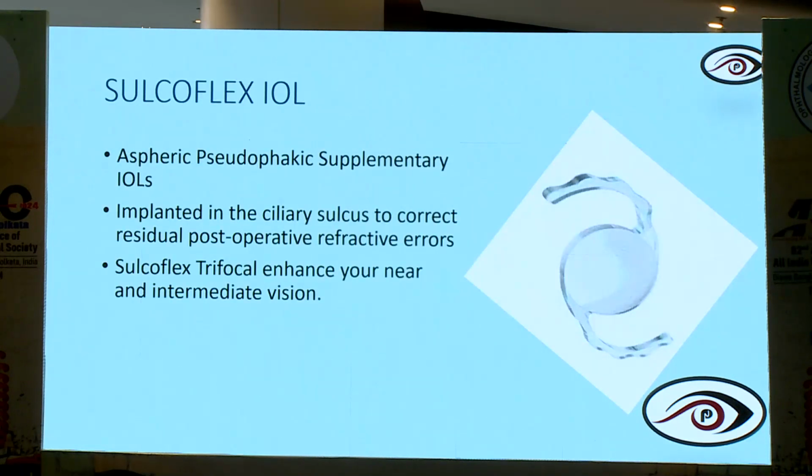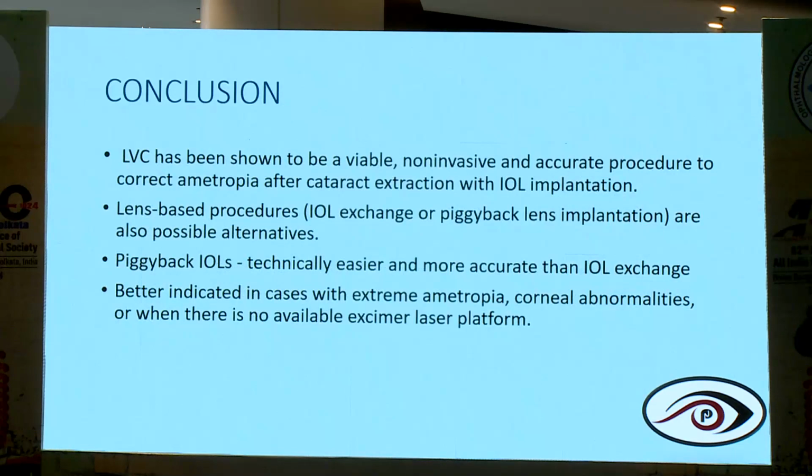Coming to the Sulcoflex lens, which has become more and more popular, it is an aspheric pseudophakic supplementary intraocular lens. We put it in the sulcus, which especially helps to correct residual postoperative refractive error. One patient who had undergone a multifocal lens in one eye came to me and said that his near vision was not good and he didn't want any other procedure apart from this, so I picked a trifocal platform in this Sulcoflex and implanted it in the other eye, and the patient is doing very well. So these lenses are a little bit helpful even for those who really don't want to wear glasses.